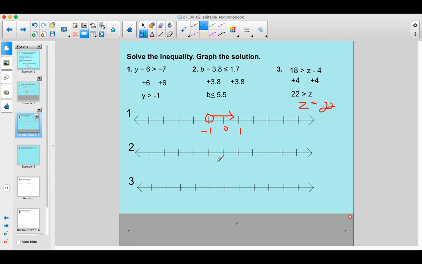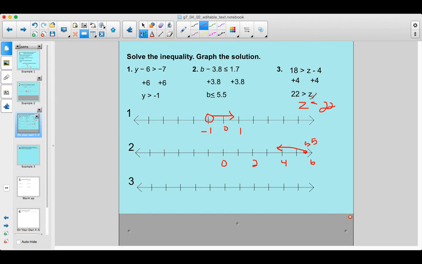Okay, for the next one, again, let's start at 0. This would be 2, 4. This would be 5, so 6 would be about here. So if I'm looking to graph 5.5, that would be right around here. It's less than or equal to, so I'm going to have a closed circle. And if it's less than, I'm going to the left. I'm just going to write in my 5.5 so we know that that's where it's going.